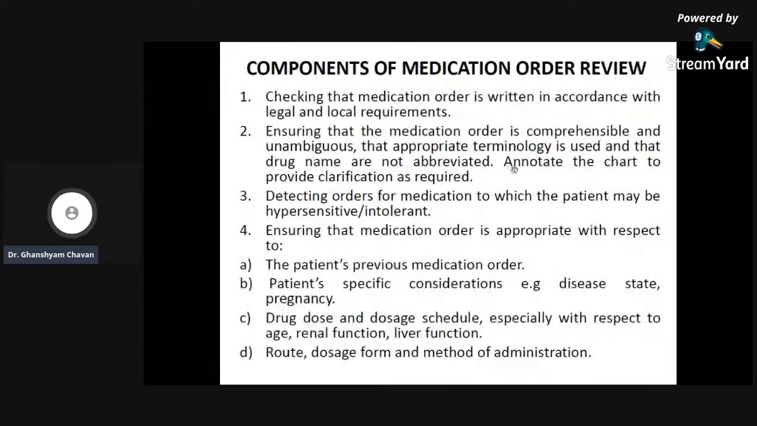and annotate the chart to provide clarification as required. Annotate means to give supplementary notes for the chart to provide clarification of why we have prescribed that drug, what that drug contains, for which disease, or by which action we are using that drug. So annotate, give additional notes and points to clarify that drug.